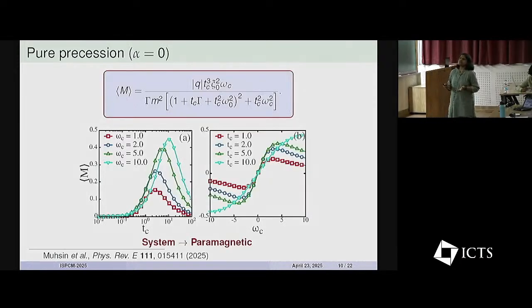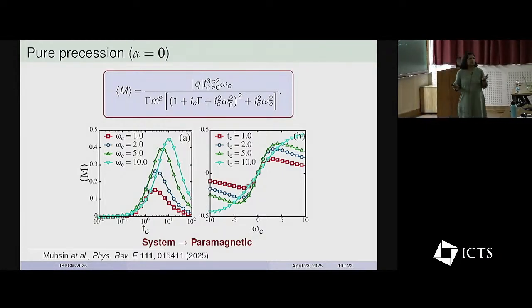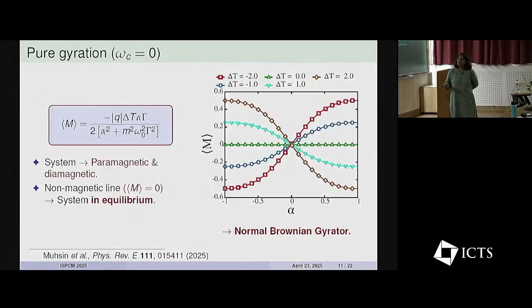First, in the case of pure precession, that means in the absence of gyration, that can happen either in the absence of potential asymmetry or temperature gradient. In that case, we observe that the system is completely paramagnetic. And in the case of pure gyration, that is in the absence of precession, that can happen either in the absence of activity or the magnetic field.